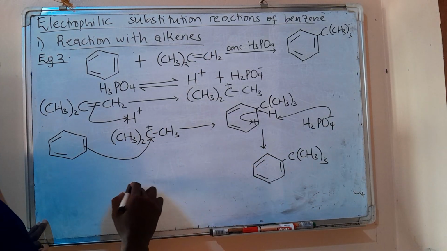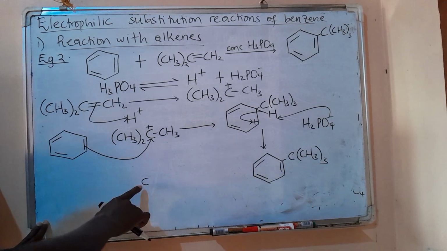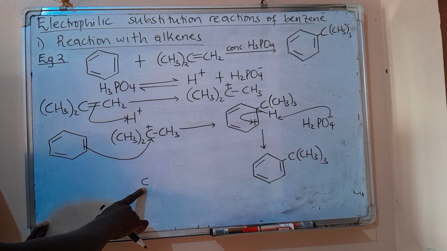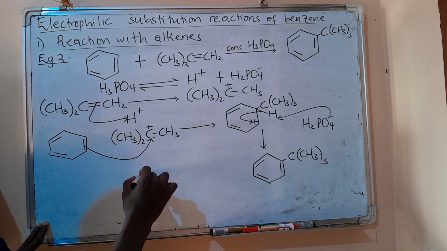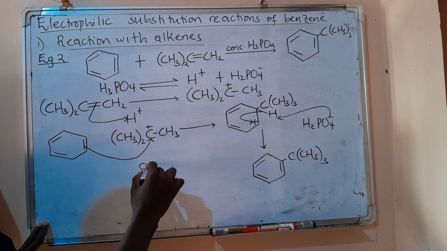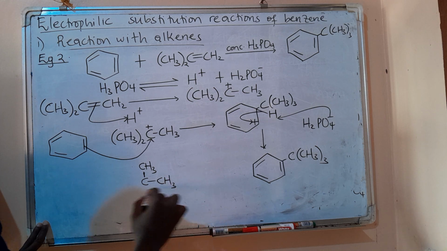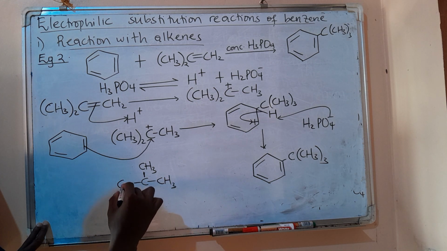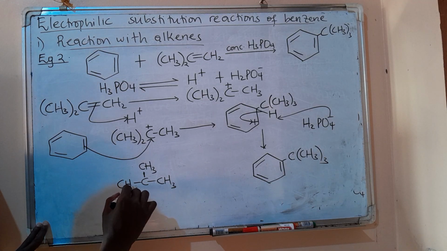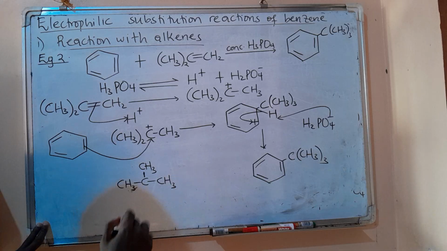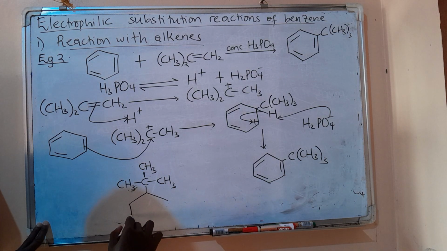It has a carbon. I'll start with the carbon. This carbon here is carrying 3 methyl groups. I'll put a methyl group there up, another one there, and another one there. Those are the 3 methyl groups. Then it also has a benzene ring, the carbon. That is the benzene ring.